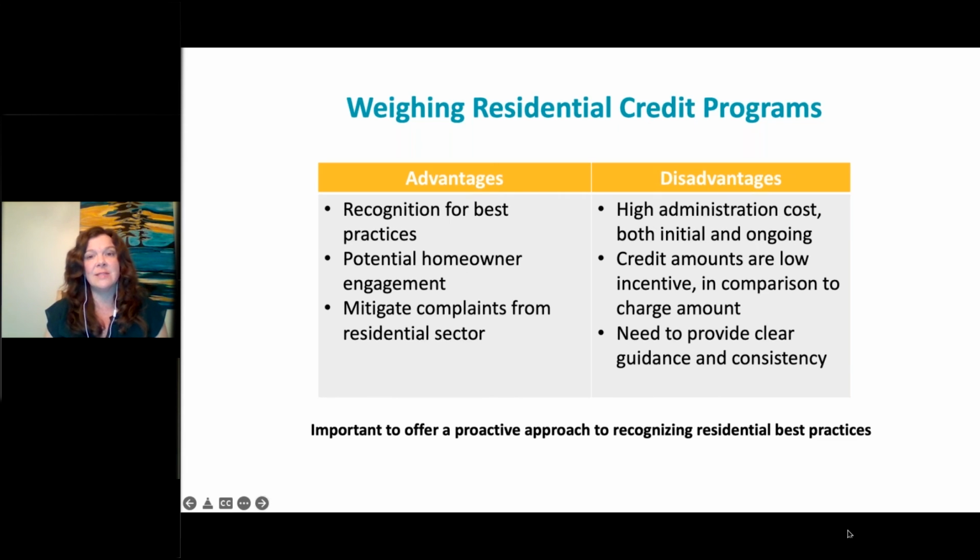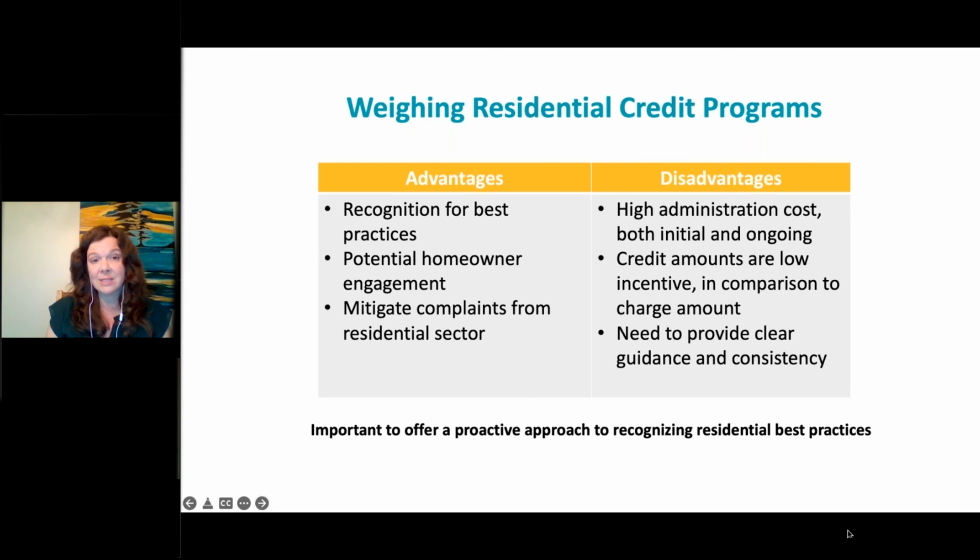On the downside, residential credit programs tend to have relatively high administration costs, both initial costs and then on an ongoing basis. If somebody is paying $100 a year for the stormwater charge, is it worthwhile to go out every year to see if they've put their rain barrel back out in the spring? The credit amounts tend to be relatively low, especially in comparison with that charge amount. Again, if you're charged $100 a year, are you going to spend $50 on a rain barrel? Usually people will implement those best practices on a residential property for other reasons. And they often need quite a bit of guidance as well.